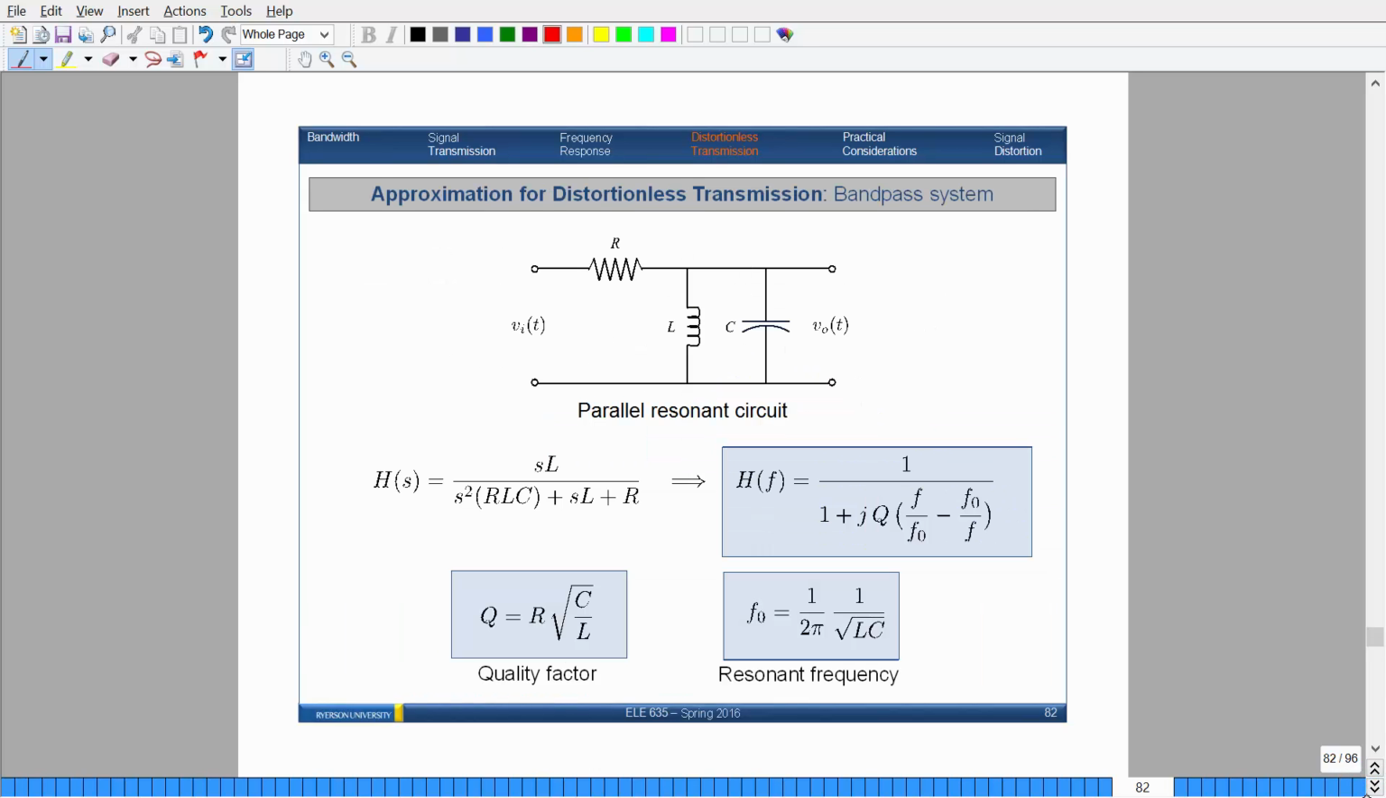I'll go through this really quickly. This is an example of a bandpass system. What we talked about earlier was a baseband system, where you're looking at frequencies from 0 up to some frequency. When we're looking at bandpass, you're considering a range of frequencies that are not at the origin anymore. They're offset from the center. So this would be a bandpass system.